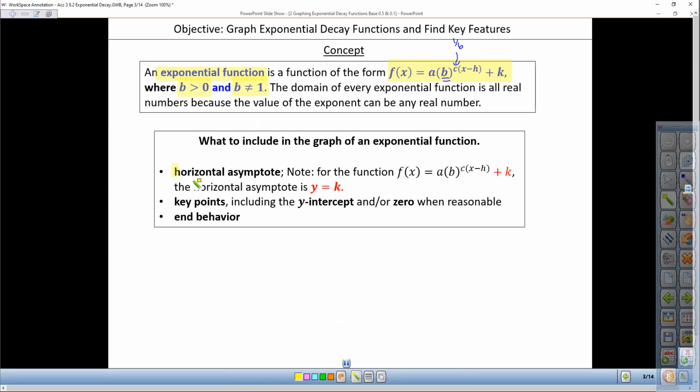We have, remember, a horizontal asymptote for all of these equations that is y equals k, our k parameter found there. And when we graph an exponential function, we'll graph that horizontal asymptote. We'll graph as many of the key points as we can, including the y-intercept, if it fits onto our graph. And we'll either graph the 0 or estimate the 0 with our curve when it's reasonable. And then, of course, we have the 2 pieces of end behavior that we include, which means basically stick those arrows on the ends when you're graphing by hand.